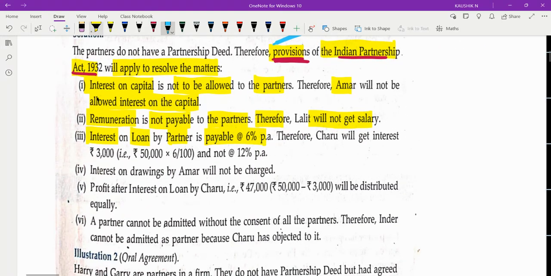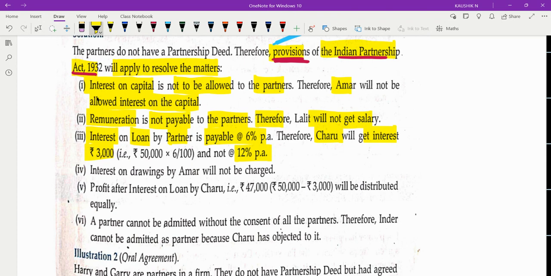Okay, it is not enough to simply mention that Charu will get interest on the loan at the rate of 6% per annum. You have to quantify and specify that. So Charu will get interest of rupees 3,000, and not at the rate of 12% per annum. This specification must be provided.